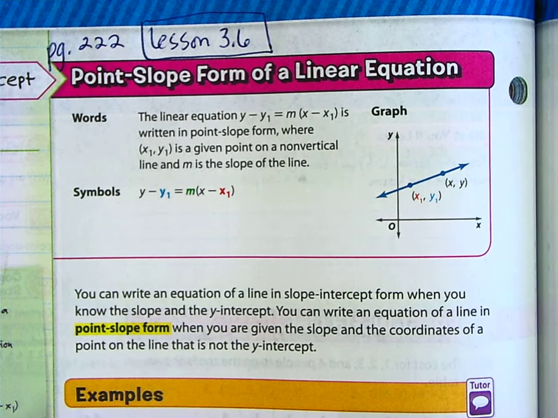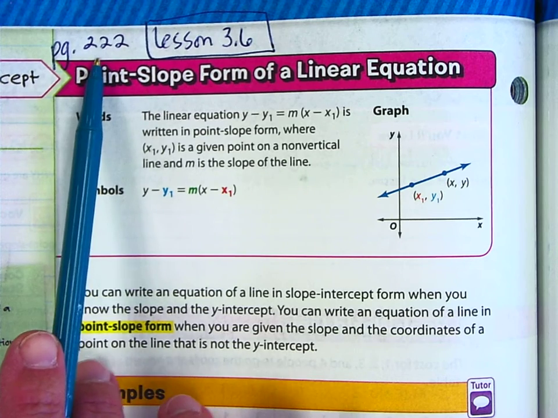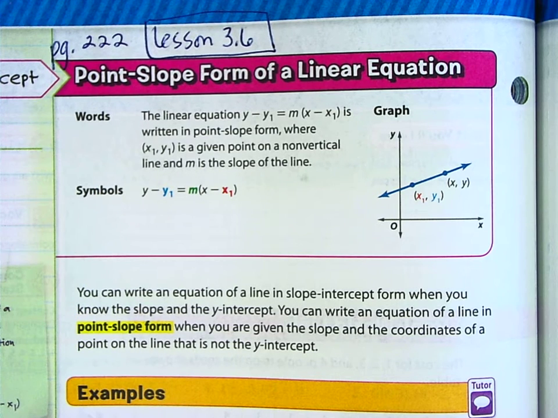Okay, we are starting lesson 3.6, writing linear equations, and we're going to start off with writing them in point-slope form. So you need to be on page 222. If you aren't, pause the video and get there.